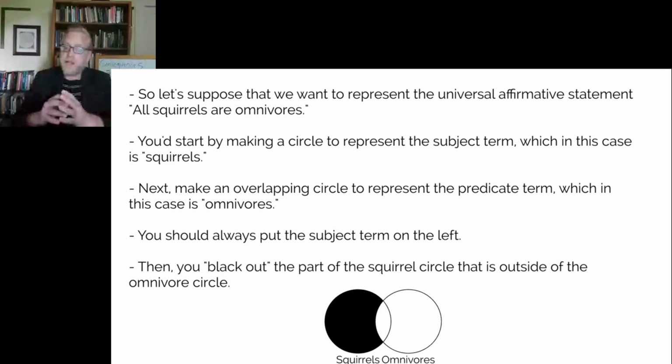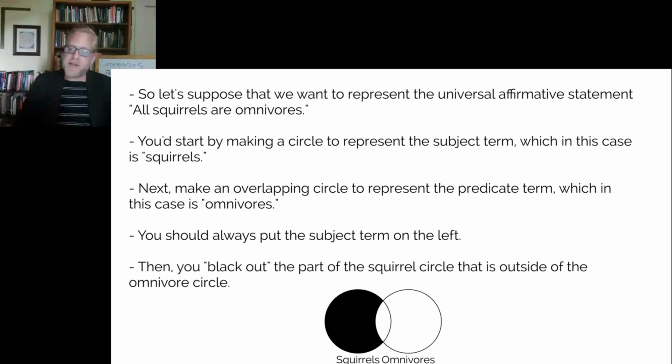So now this tells us that if you are a squirrel, you are also an omnivore, right? This represents if you are part of the squirrel club, you are automatically part of the omnivore club, because we've represented it that way. And so you just black out the area where squirrels cannot be. If it was open, then maybe there's a squirrel that's not an omnivore.